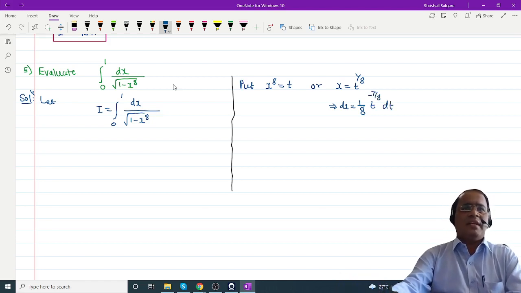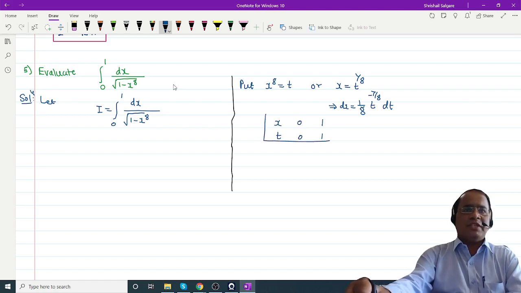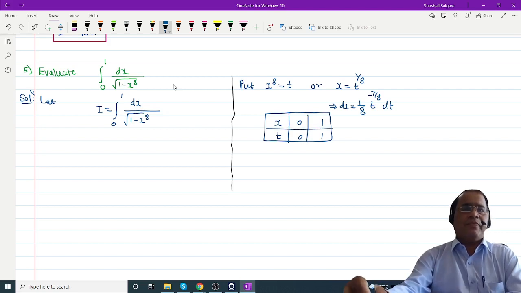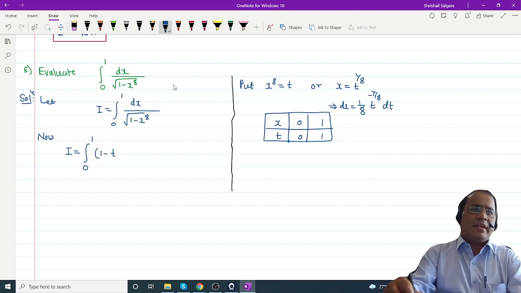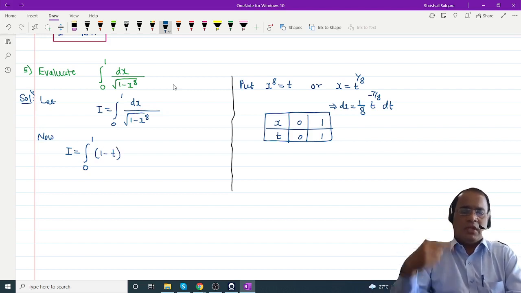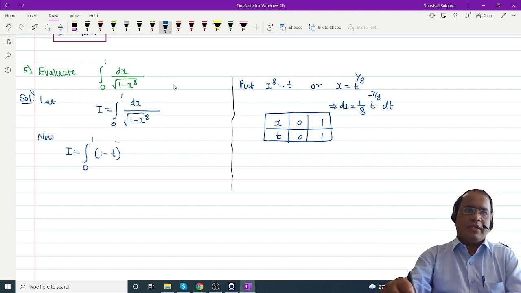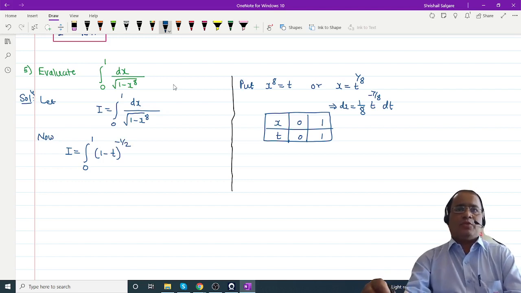I think limits remain same, na? x 0 and 1, t also 0 and 1. That limits remain same. There is no change. You can use the substitution. You can verify that. Limits remain same, then the integral becomes thus. Now that integral I is given by new limits 0 to 1. This 1 minus x raised to 8, I will write 1 minus t. Now the square root you have to take in the numerator. Square root means 1 by 2, and that term you have to take in the numerator, so that will come as a minus 1 by 2. Make me correct if I am wrong.